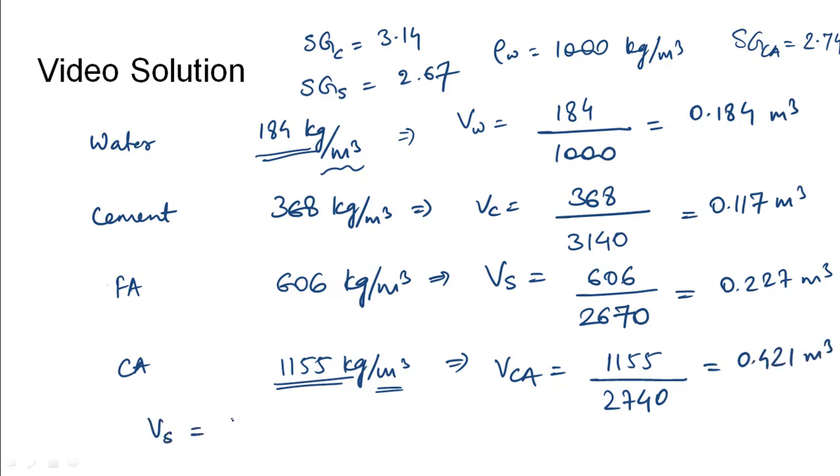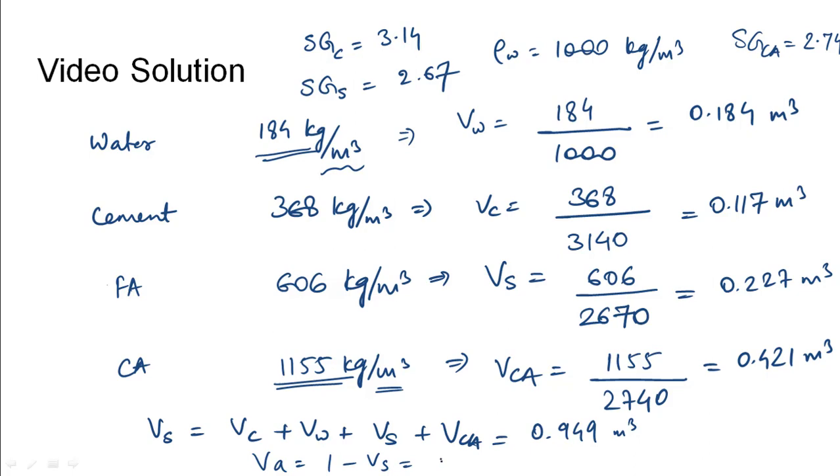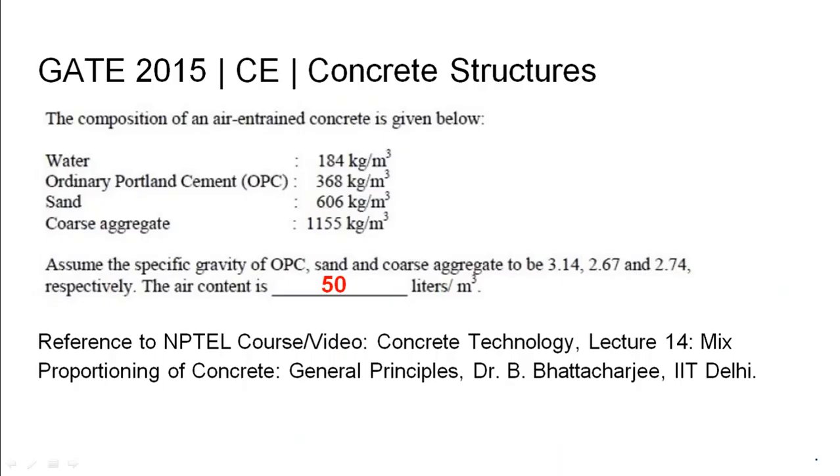When we add all the volumes, that is cement, water, sand and coarse aggregate, the value would turn out to be 0.949 meter cube, that is the volume occupied by the matrix. So using this the air content will be 1 minus Vs, which would be 1 minus 0.949, which can be approximately 0.05 meter cube. This can be multiplied by 1000 to convert it to liters, so it will be 50 liters, and this calculation has been done per cubic meter, so this would be per meter cube of concrete. So the air content is 50 liters per meter cube.